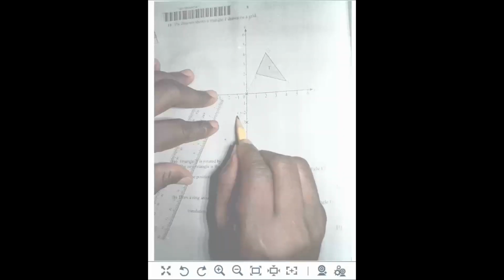So I got that point now. This particular point here where my pencil is, is my A prime.